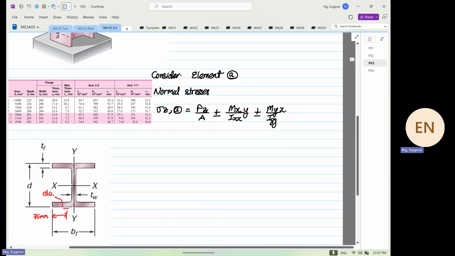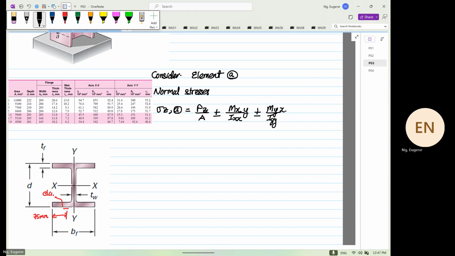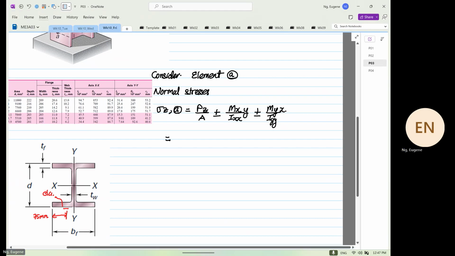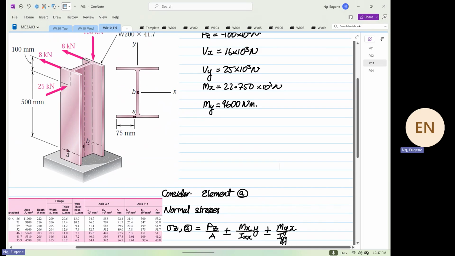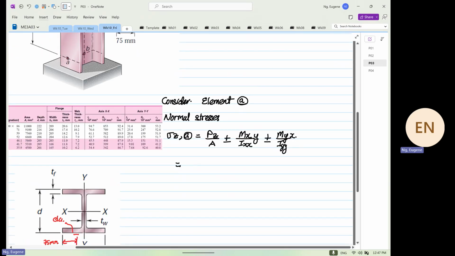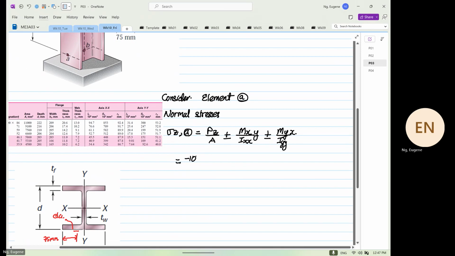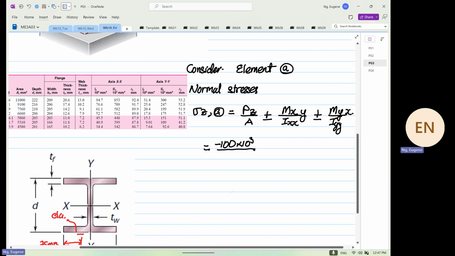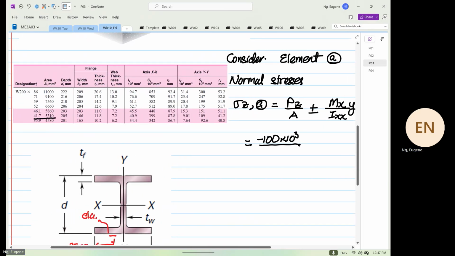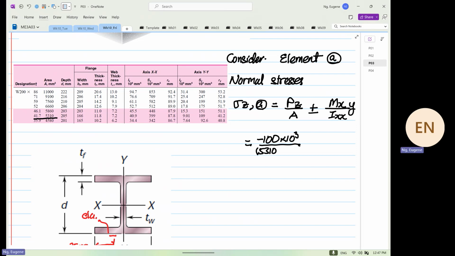So the first thing we do is put in values. PZ induces compression, so minus 100 times 10 to the power 3, over the cross-sectional area, which is 5310 times 10 to the power minus 6, because the area is in millimeters and we have to convert it to meters.